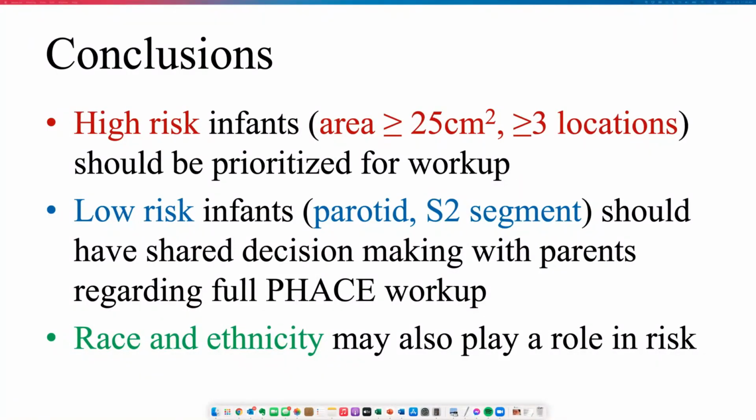So in conclusion, we know that high-risk infants, basically kids with a hemangioma taking up at least 25 square centimeters or 3 or more segmental locations, should be prioritized for FACE workup as quickly and efficiently as possible. Low-risk infants, on the other hand, those with parotid or S2 segment involvement, really need a shared decision-making discussion with the clinician and parents regarding the timing and extent of that full FACE workup. And then lastly, race and ethnicity may also play a role in risk, but we really need further studies in order to be able to comment on that more clearly.